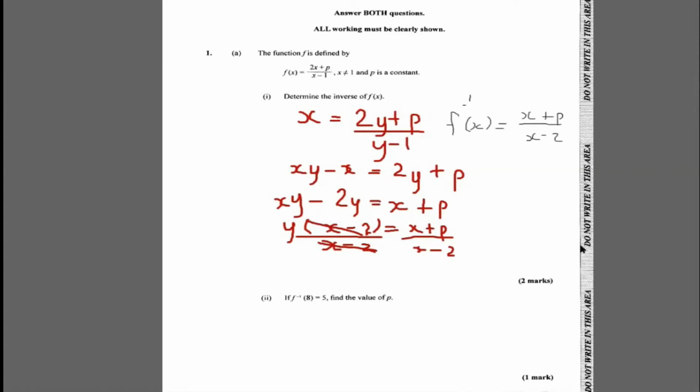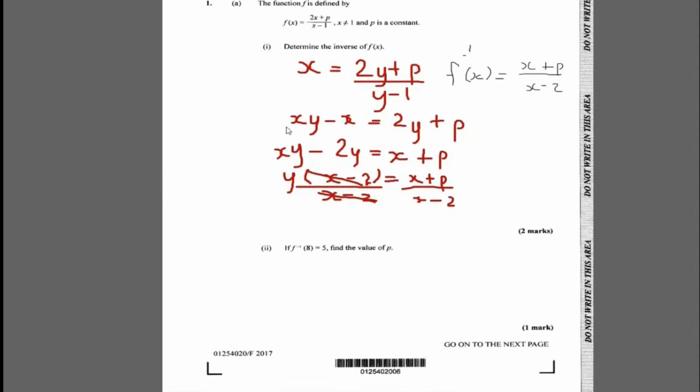After you get that, nice. So we have f inverse of x. It says now if f inverse of 8 is equal to 5, find the value of p. We already have f inverse right here. So f inverse of 8 is going to be 8 plus p over 8 minus 2. All we do is substitute 8 in for x right here for f inverse, and it says it's equal to 5.